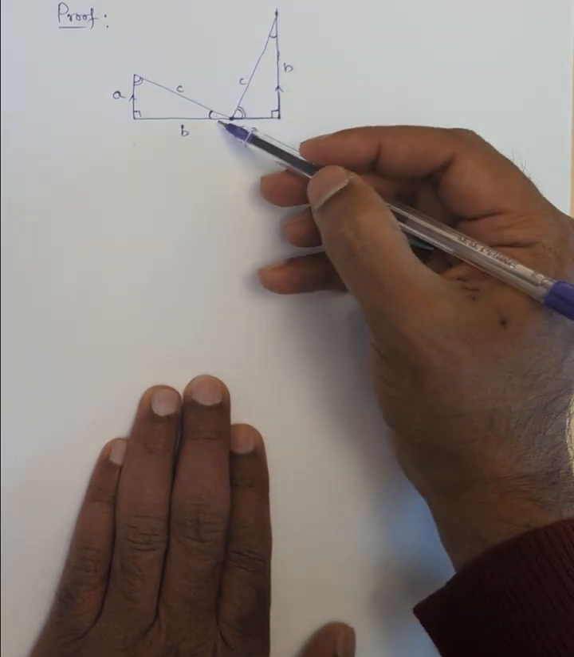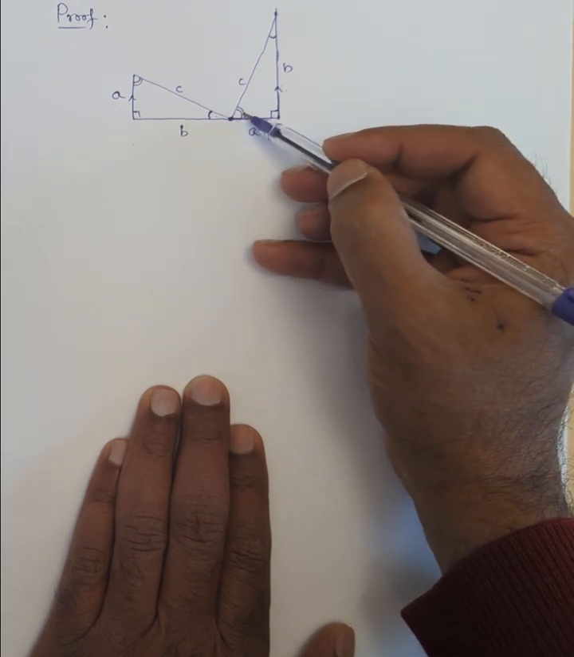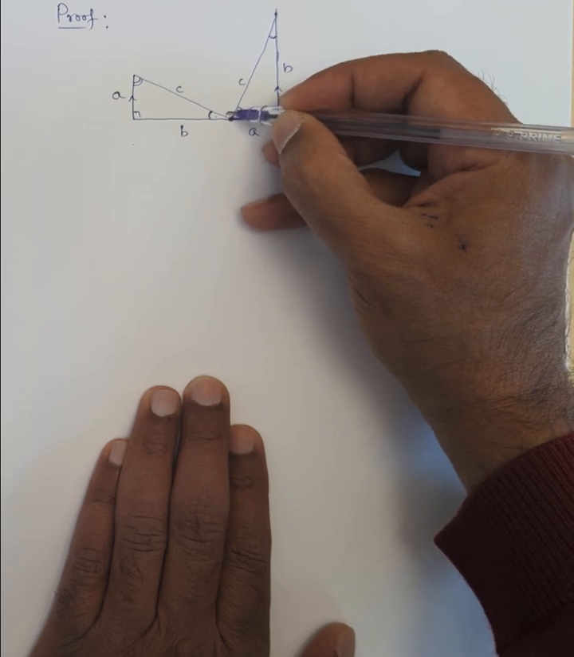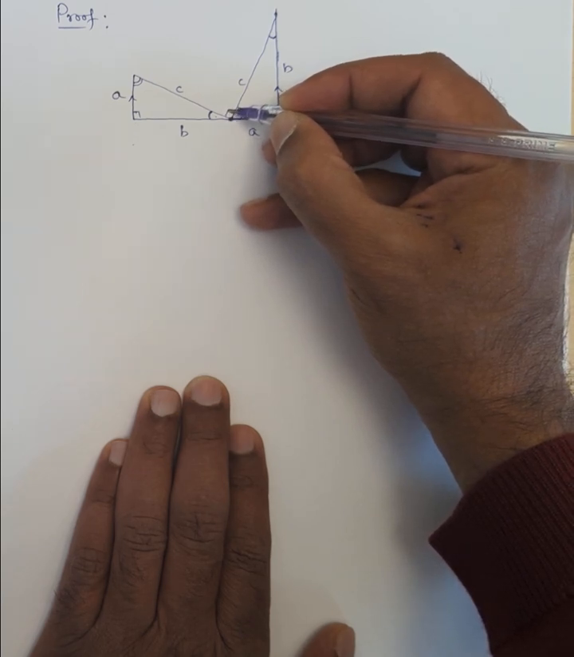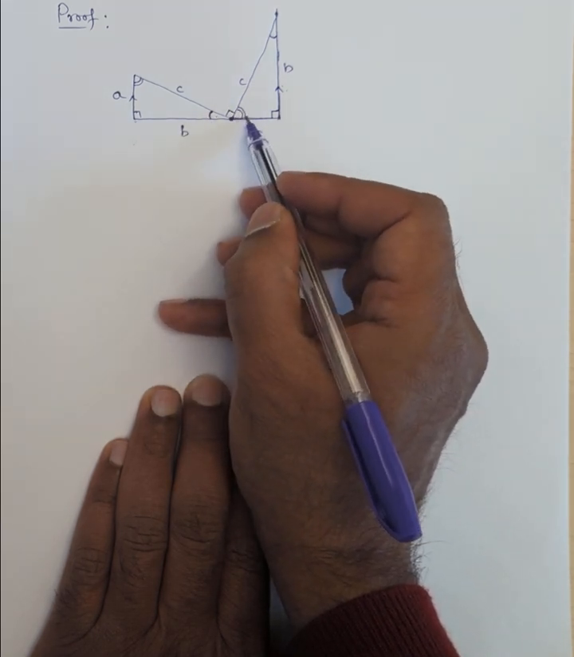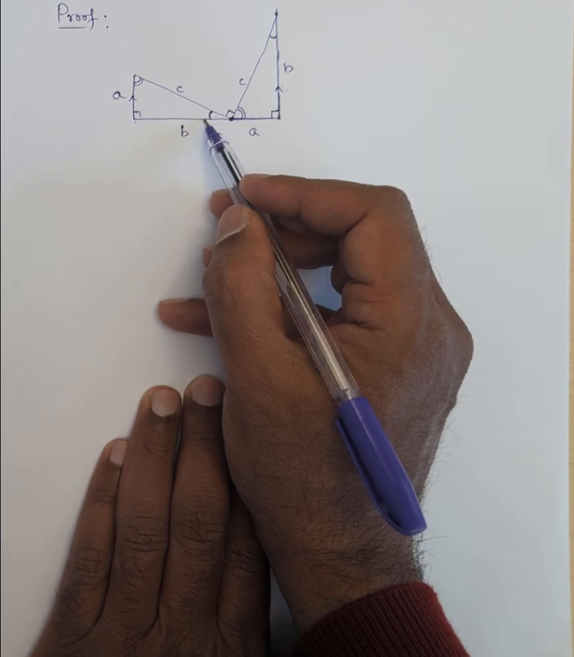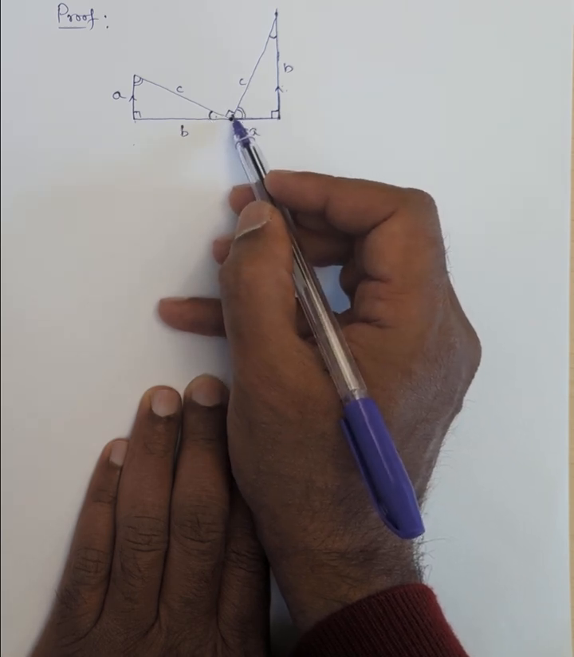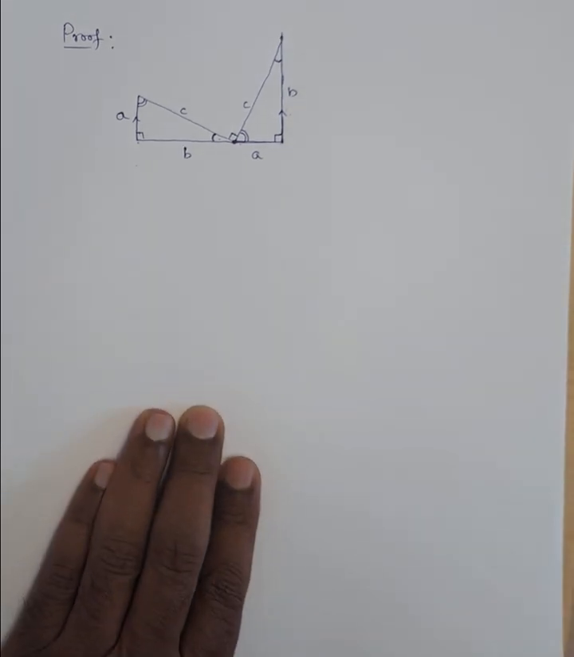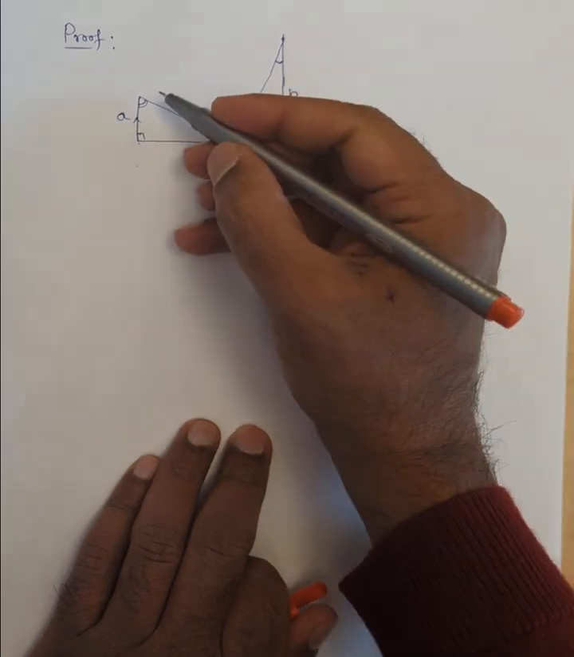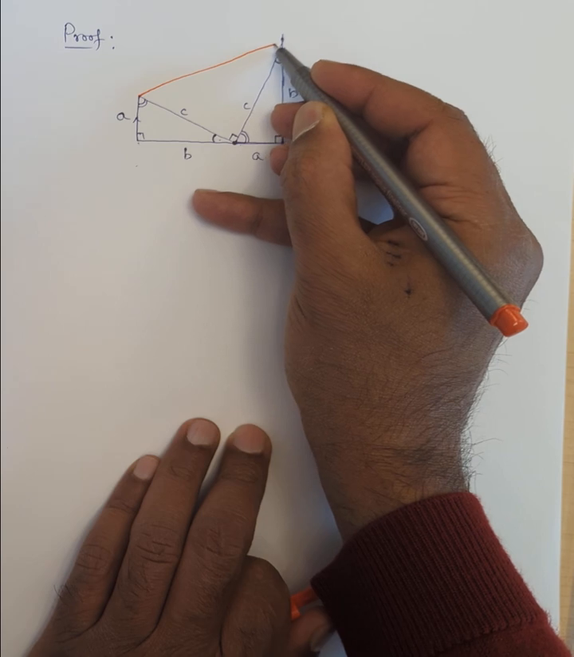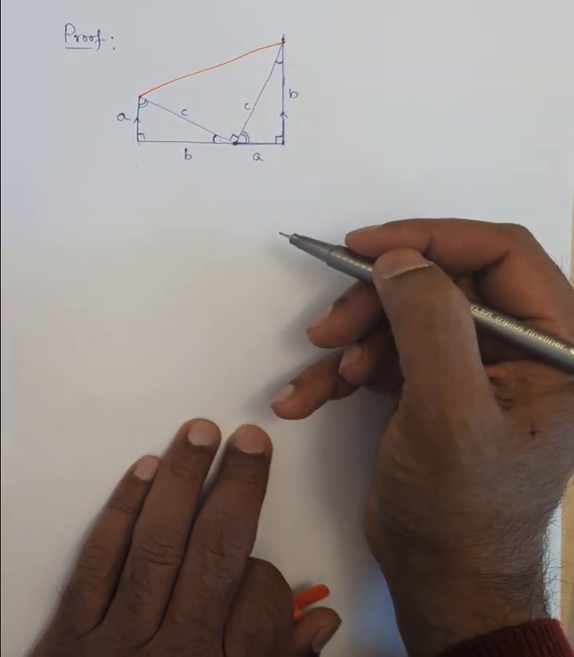Now notice, if these two are complementary, that means they add up to 90 degrees, which means this angle must be a right angle, because this is a straight line. So all of this is 180, which is split into three parts. Two of them add up to 90, which means the third has to be 90. Now what I want to do is join these top points. So what I'm going to get is a trapezoid.